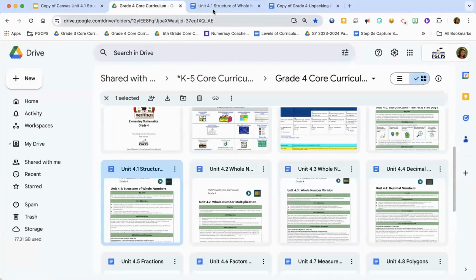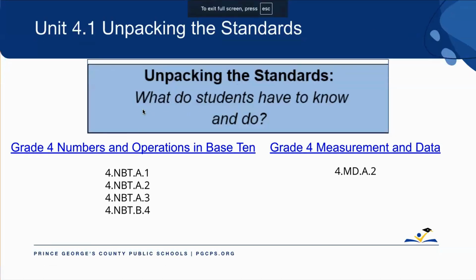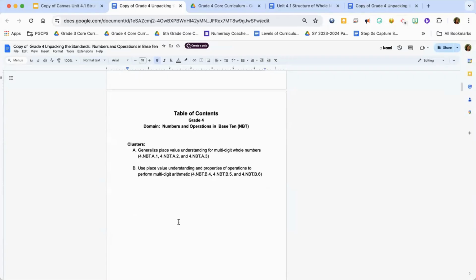This is found in every single unit. Please note the standards that you will need to review, as there will be every standard listed for this entire domain on the document. For NBT A1, for NBT A2, for NBT A3, for NBT B4, for MD A2. And we're going to break this down.